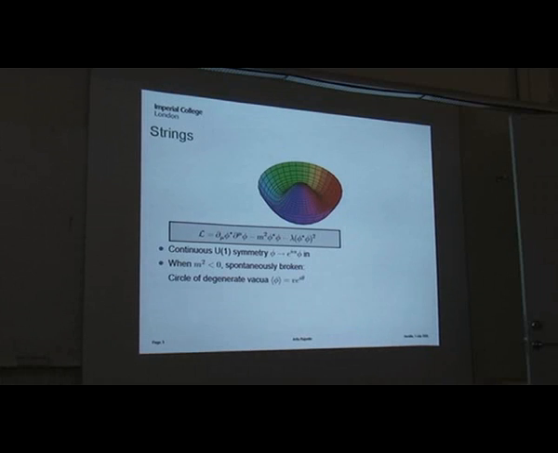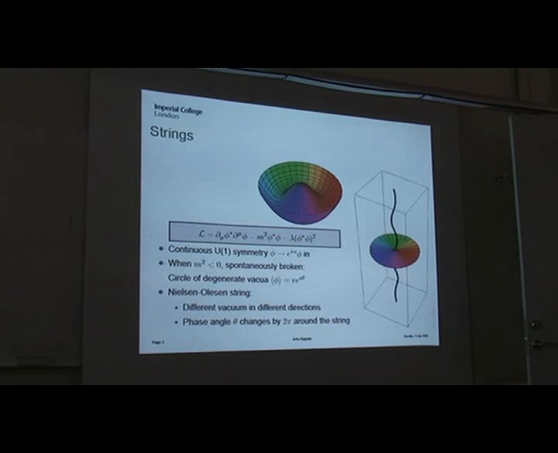So that corresponds to the case where you look at a circle at infinity, and the field values there go around the circle on the vacuum manifold, so therefore you can't continuously turn that into a vacuum solution. So it basically is a solution that looks something like this.